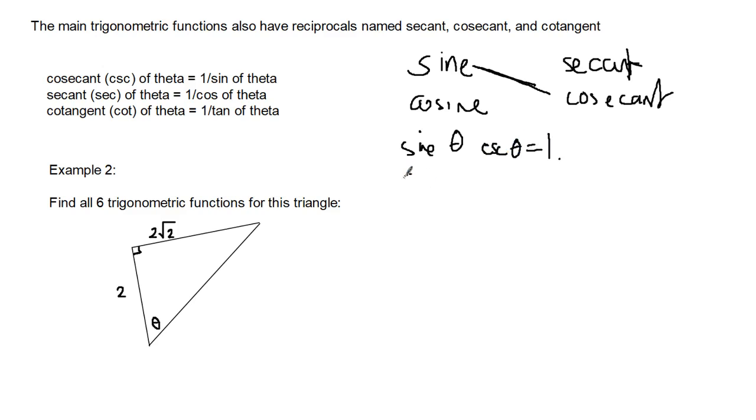And secant of theta multiplied by cosine of theta is equal to 1. Because secant's just 1 over cosine, so cosine multiplied by secant, that's 1, right? We're gonna deduce many more identities like this later, and cotangent is obviously just 1 over the tangent, right? So find all 6 trigonometric functions for this triangle.